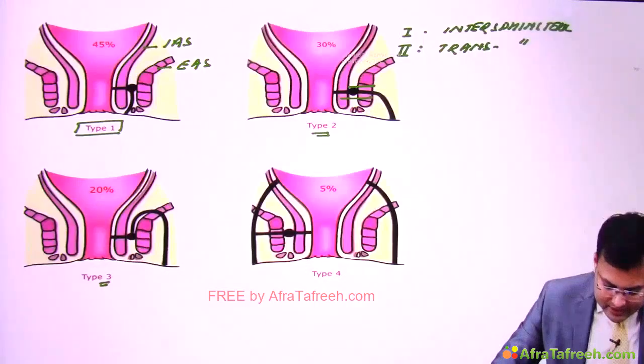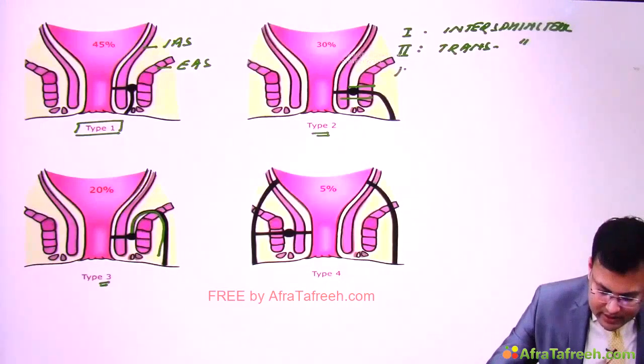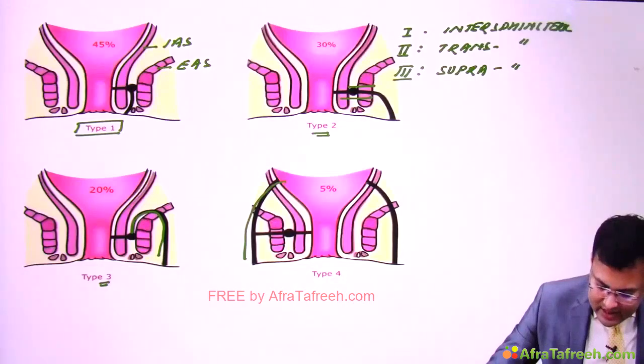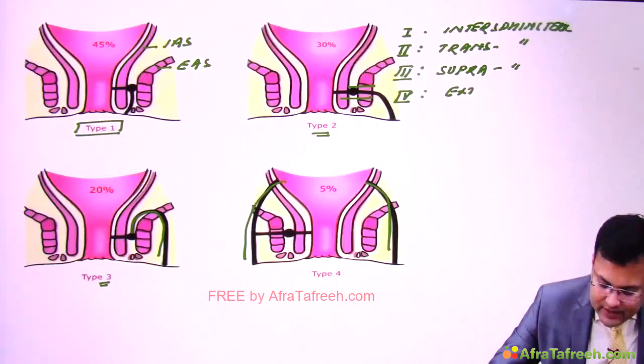Now here you can see this is the tract. So this is type 3, and type 3 is suprasphincteric. And you can see it is extrasphincteric, type 4. So type 4 is extrasphincteric.